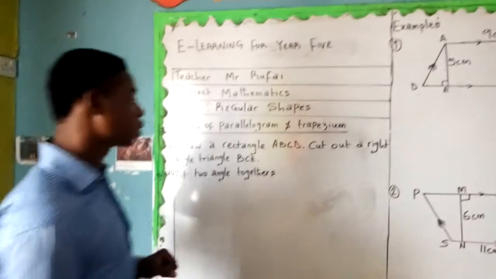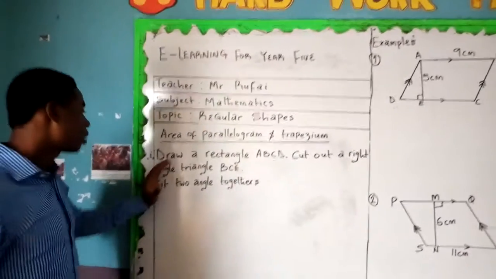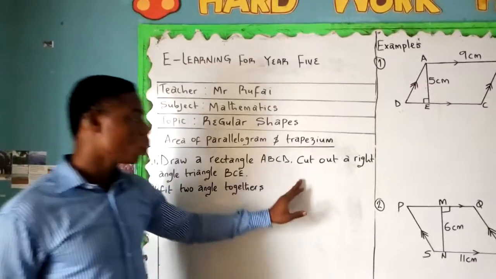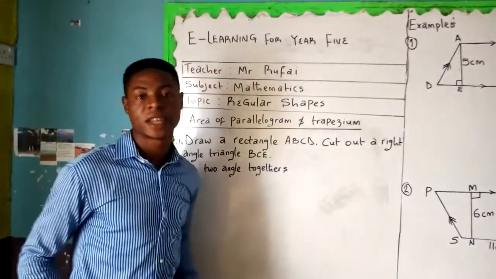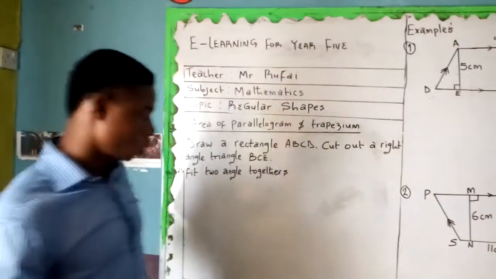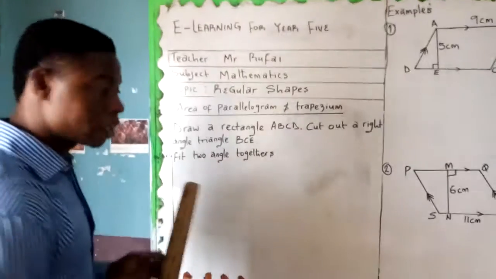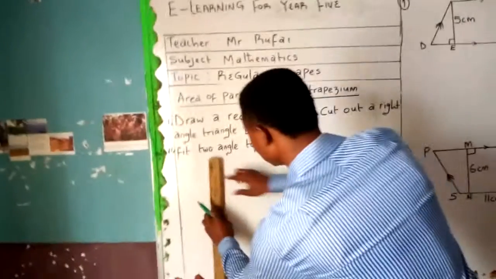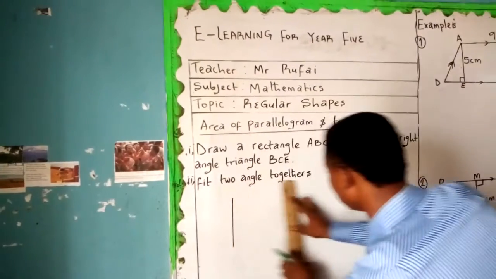First, we have to draw a rectangle ABCD. Then we cut out a right angle triangle BCE. So how do we do that? I'm going to take my ruler and show you the method. You have to draw a rectangle here.